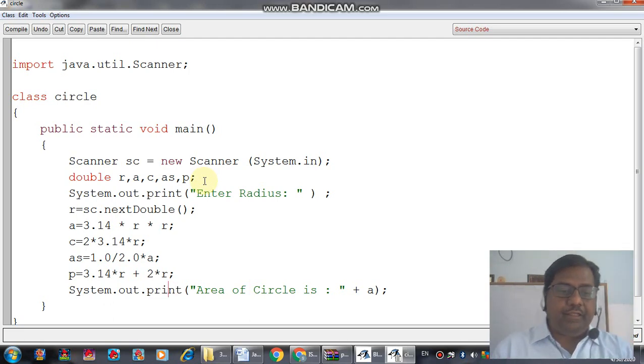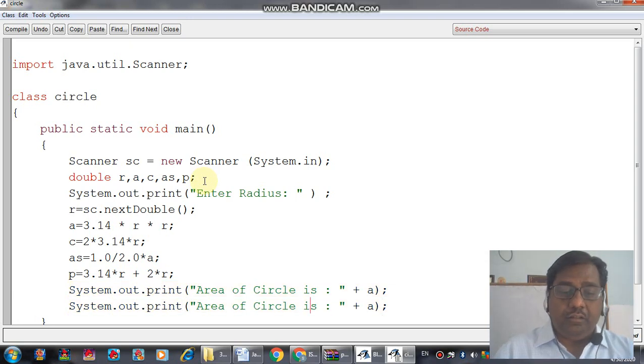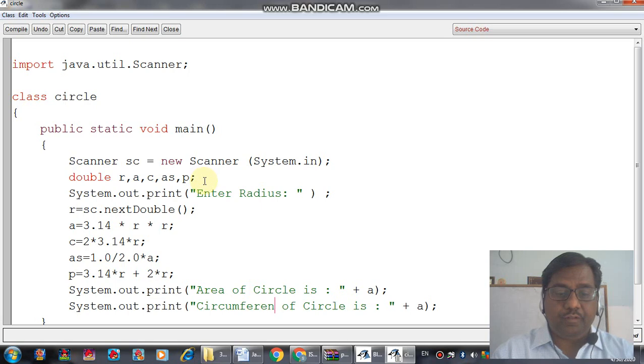So when you are printing, the first statement you are supposed to print is the area of a circle is a. Very true. The next statement which you are supposed to show, what are you supposed to print? Circumference.